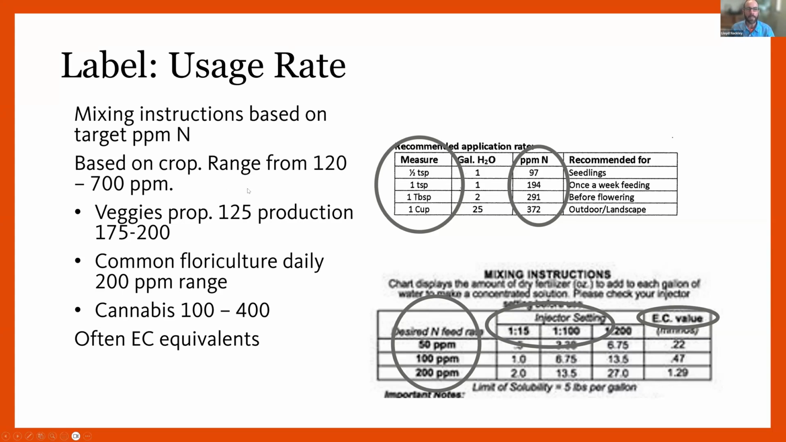It's a wide range, depending on the crop. Veggies are typically lower. Common floriculture crops are a little higher, so the 200 range. And then hemp or cannabis grown stuff can be higher. Same with fruiting crops.